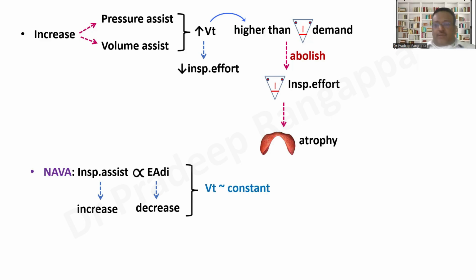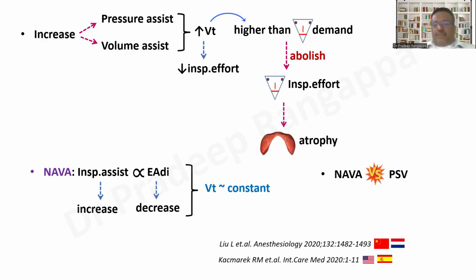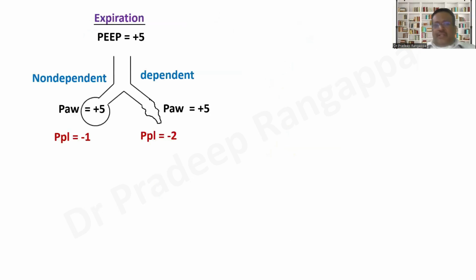So is there any clinical evidence to suggest NAVA is superior? These are the trials that have come from Spain and Netherlands, where they've compared NAVA versus pressure support, and some studies have shown that NAVA reduces the duration of mechanical ventilation. So here basically it is modulating between your inspiratory assist and the electrical activity of the diaphragm. If your inspiratory assist is more, it reduces your electrical activity of the diaphragm, so the tidal volume remains constant. That is the principle. So we'll not dwell into the details.